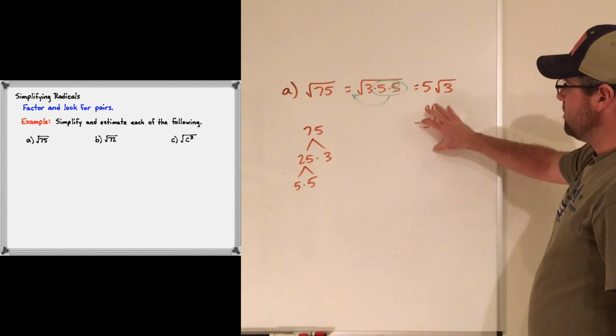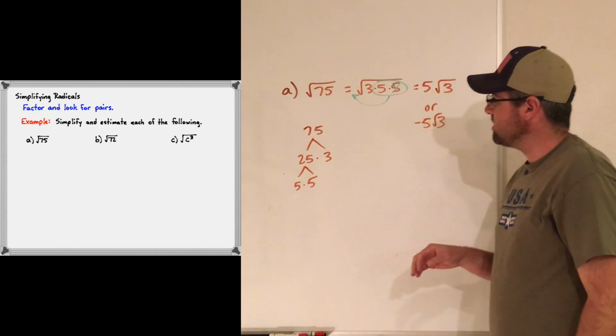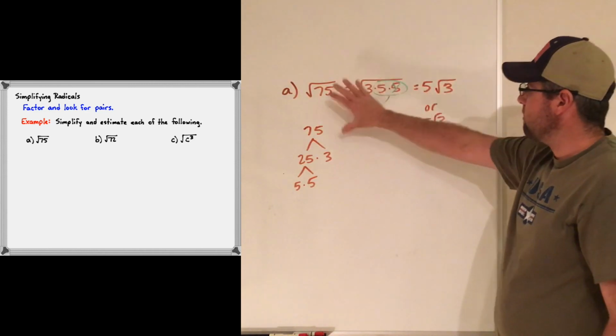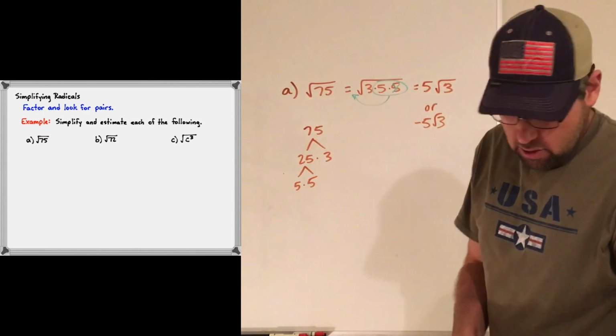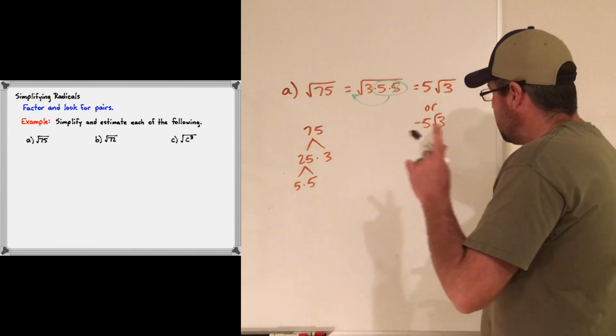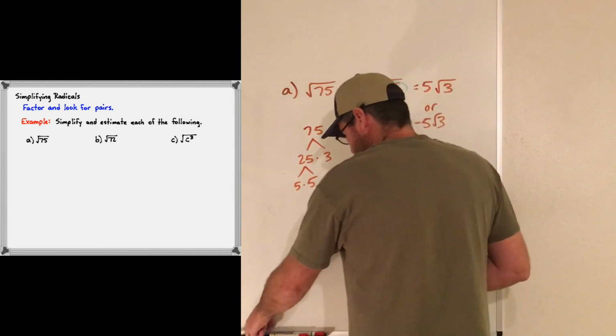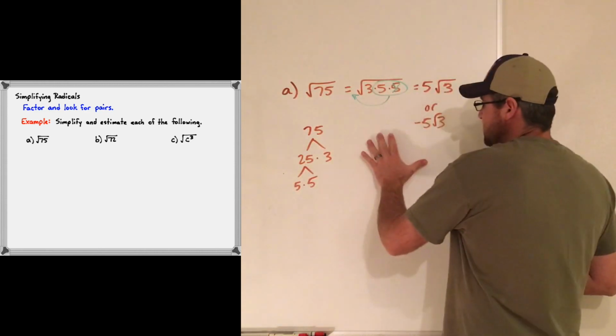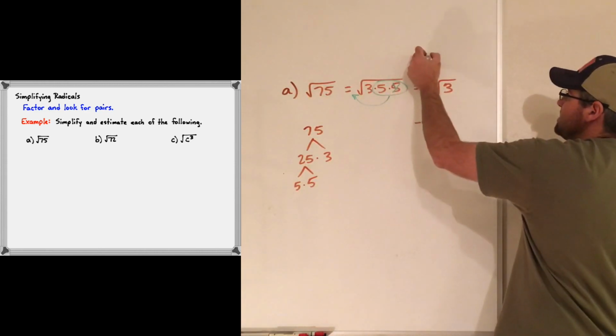We don't really focus again on the negative root until we get there. We'll talk more about that in the future. But that's how you simplify a radical. That's a good example there. Let's take a look at the next one. Actually, before we go on to the next one, let's talk about one more thing that I think is important. This is the simplified form.